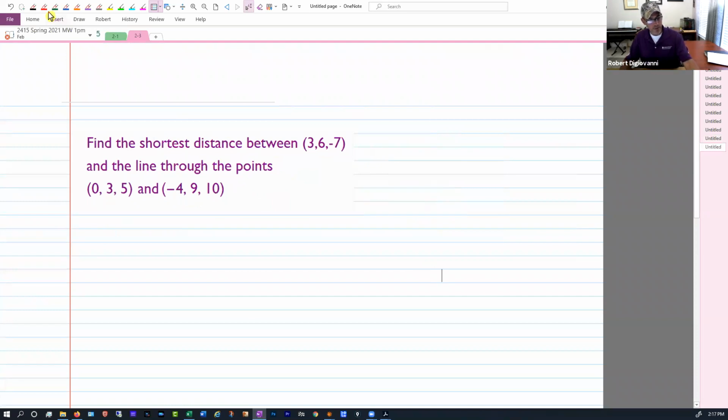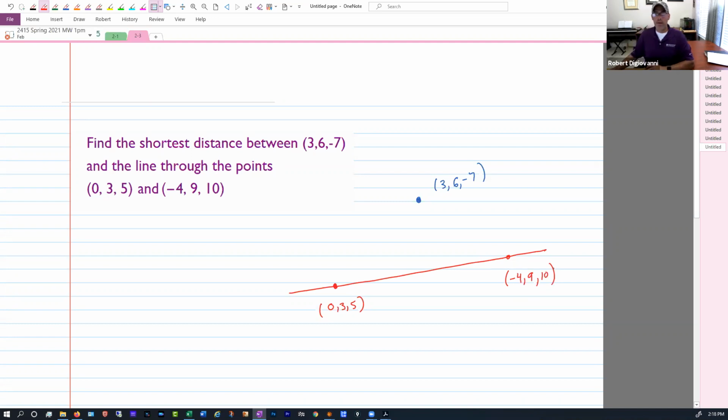So we have 3 points. We have, let's say, the point that we were given here, the point (3, 6, -7). We're trying to find the shortest distance between that point and the line that goes through that point and that point. Okay.